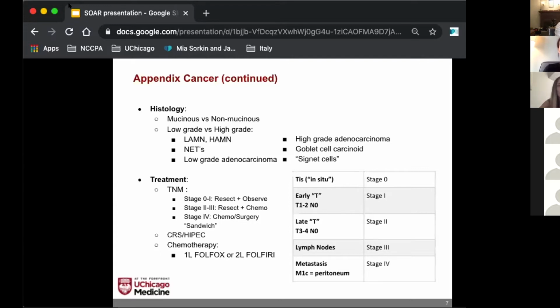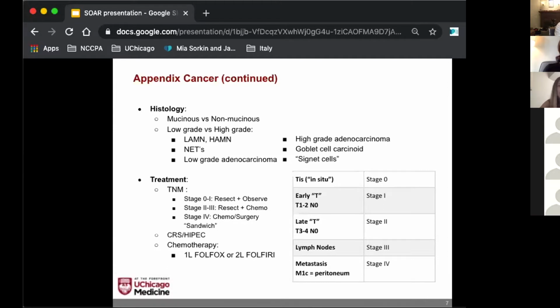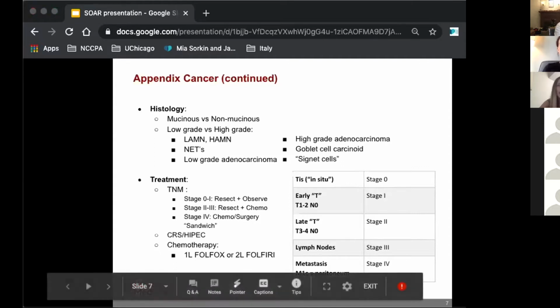We can also think about appendix cancer in terms of its grade. Grade has to do with what the cells look like under the microscope. There are many different ways this can look, but I'm breaking this down into low grade and high grade for you. On the left, you can see some examples of low grade neuroendocrine tumors. Adenocarcinomas on the right-hand side are more high grade types of histologies. And that really guides the treatment for appendix cancer.